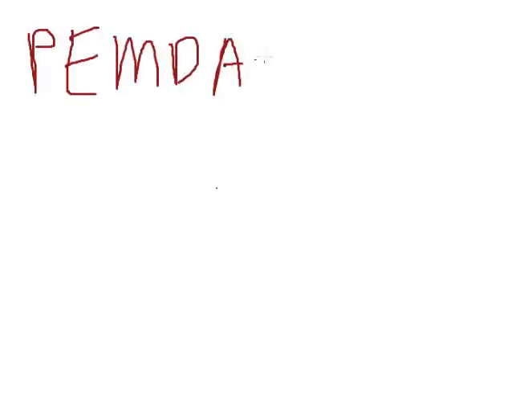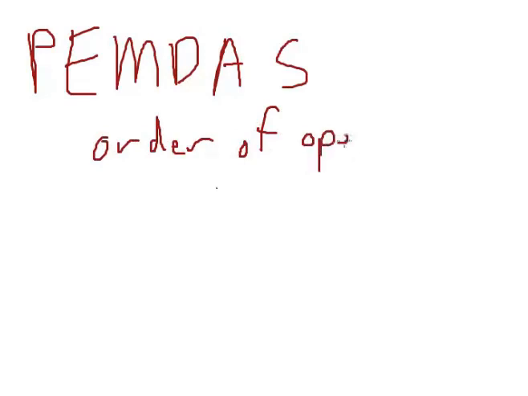Anyway, the first thing that's very important that you need to know for algebra is the concept of PEMDAS. Now, PEMDAS is also known as the order of operations. Order of operations is what happens when you have many arithmetic operations to be performed at once.